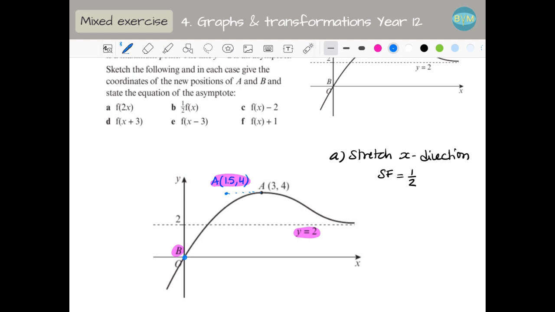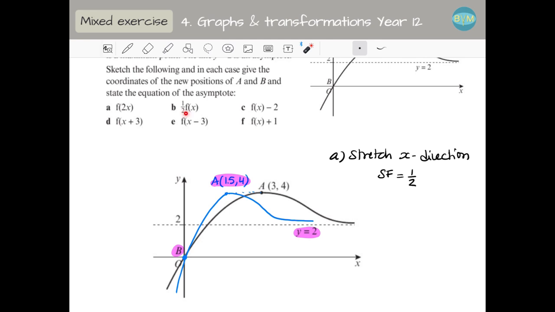So my graph is going to do something like going up here, down to the asymptote, more or less. I'm not sure if it's a great graph, but the important thing is that you keep the asymptote and you have the coordinates of the maximum. So that's the first one.